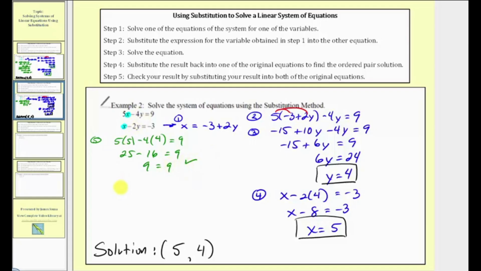And now for the second equation, we'd have x, which is 5, minus 2 times y, which is 4, equals negative 3. So 5 minus 8 equals negative 3, which is true. So we verified this ordered pair does satisfy both of our equations in the system.